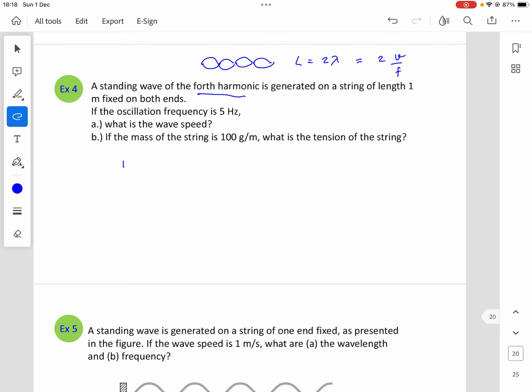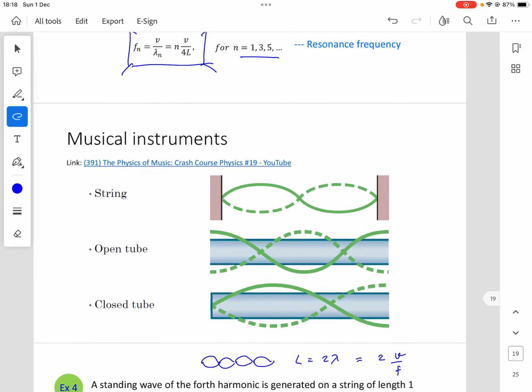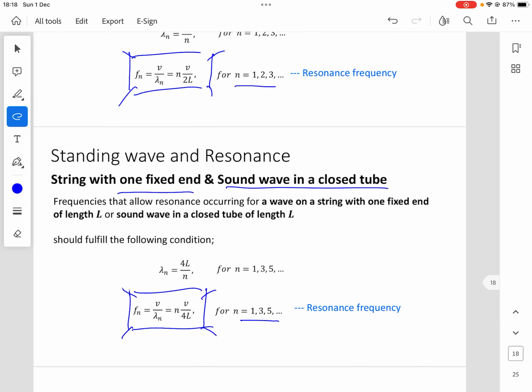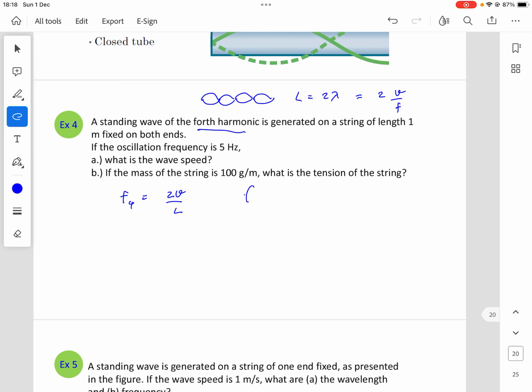And in this case, you can say that F4 equal to 2V divided by L, or you can actually record the equation, right? You can say that Fn equal to NV divided by 2L. Then you put N equal to 4, and you get 2V divided by L. So you can try to memorize the equation, or analyzing this by yourself is also fine.